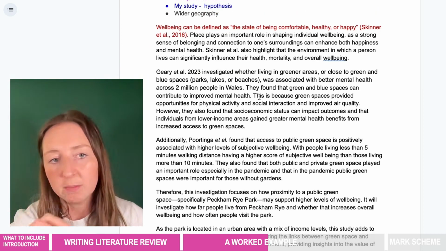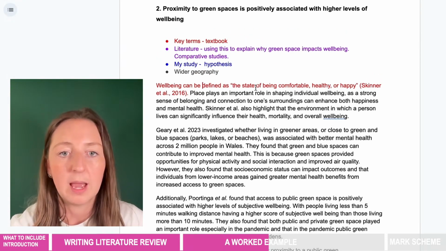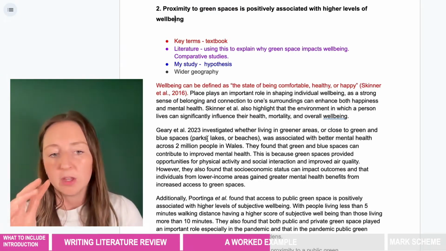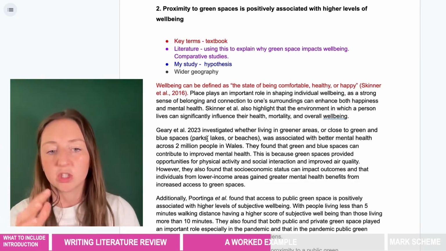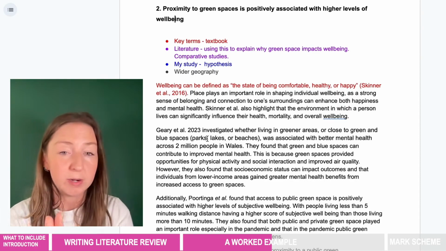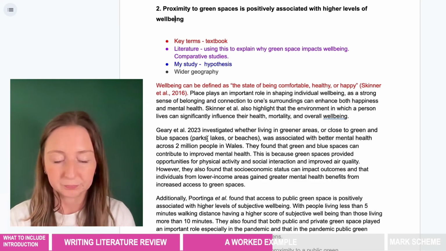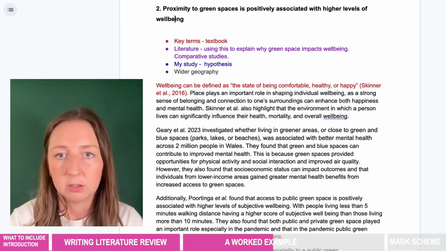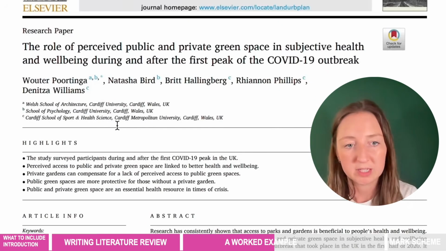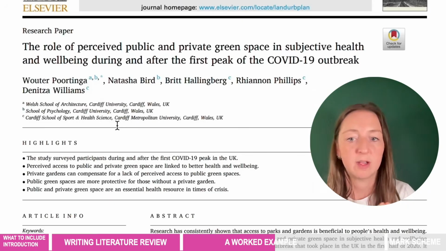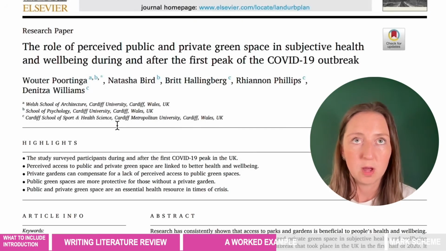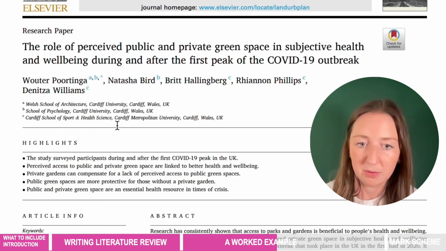Next, I want to go on. So I've defined my key terms. I really want to think about, how does green space impact well-being? Now, my first overarching literature, which I found when I was making my hypotheses, again, I have a video on this, it's really good to watch, was this article: The role of perceived public and private green space in subjective health and well-being during and after the first peak of the COVID-19 outbreak. Found this article when I was looking for articles to inspire my hypotheses.